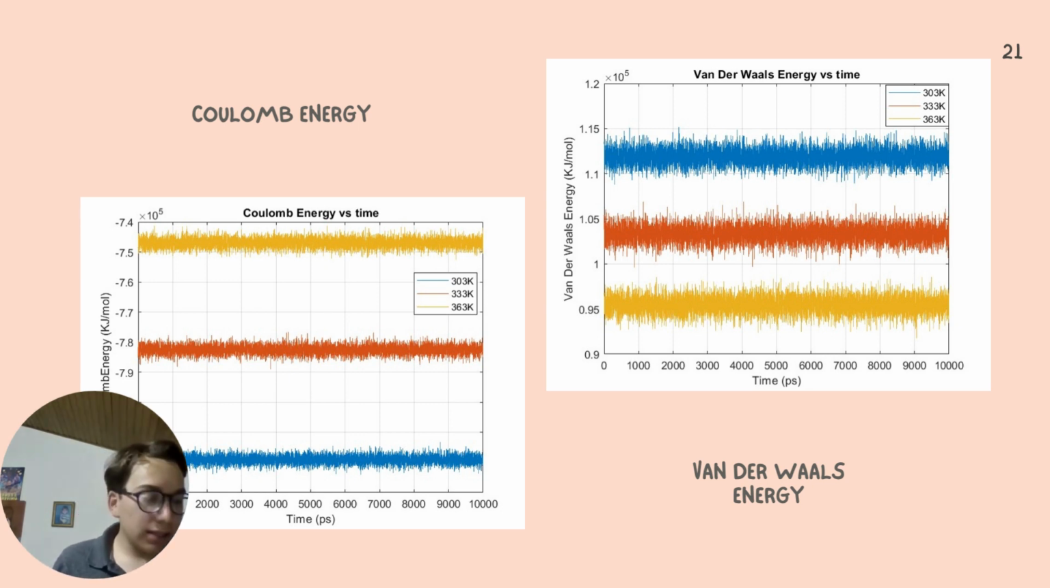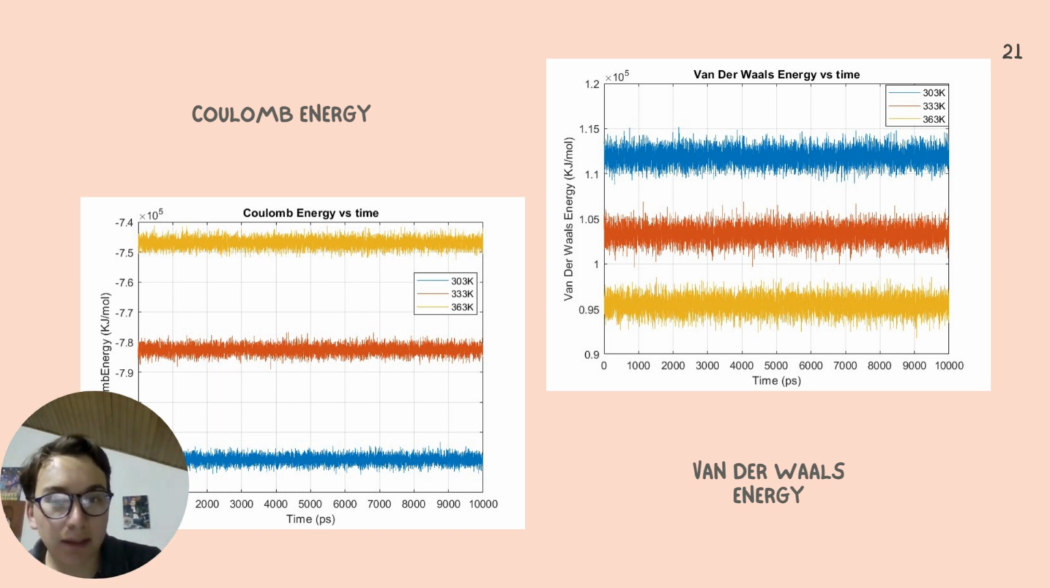Now let's talk about van der Waals energy. We have something similar here. But in this case, the non-polar extreme of the molecule is the main part of the energy. So basically, at a bigger distance from the polar extreme of the molecule, the energy is going to be lower, and at a smaller distance, it's going to be bigger. That's the reason why at 363 Kelvin, we have lower amounts of this type of energy. Why this happens at 363 is basically because the water is almost near the boiling point, so the molecules are going to be more separated than at 303 Kelvin.